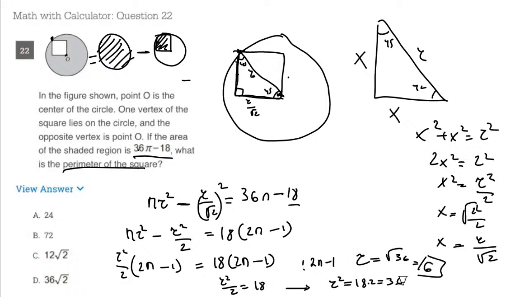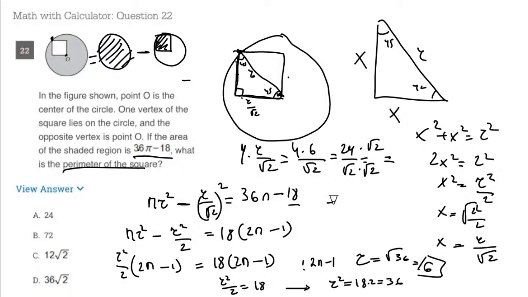So I found r, but what do I need? I need the perimeter of the square. What is the perimeter of the square? It's 4 multiplied by r divided by square root of 2. So 4 multiplied by 6 divided by square root of 2 equals 24 divided by square root of 2. So how do I get rid of the irrationality here? I multiply both denominator and numerator by square root of 2. What I get here is 24 square root of 2 divided by 2, or 12 square root of 2. This is our answer, C.